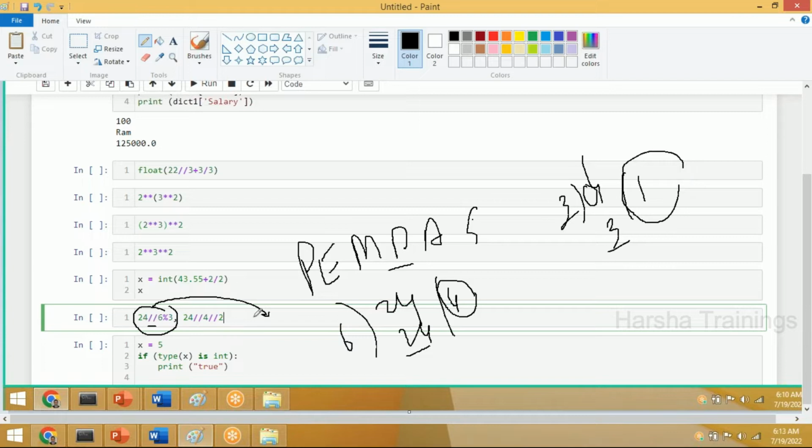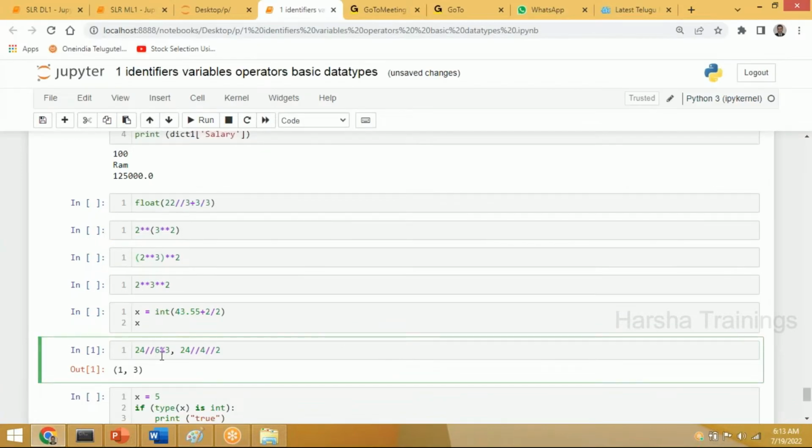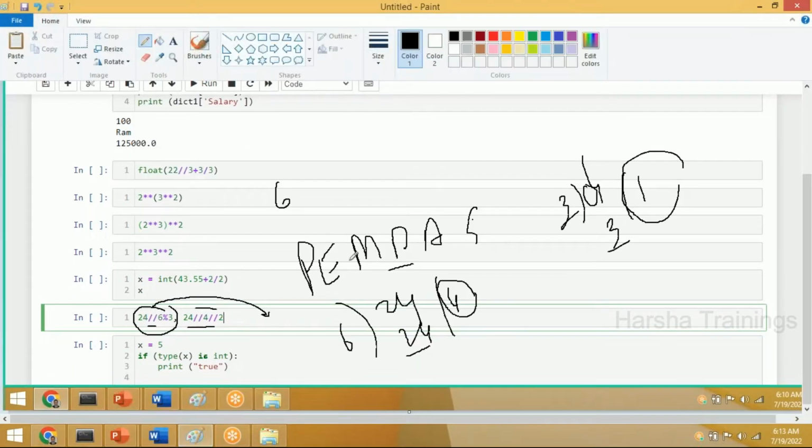Now can you please do this? If we have both having the same precedence, then always go from left to right. So first 24 divided by 4 will give 6, then 6 mod 3. The answer will be 3. It's 24 divided by 4, it's just 6. Is it 3? Yes, correct.